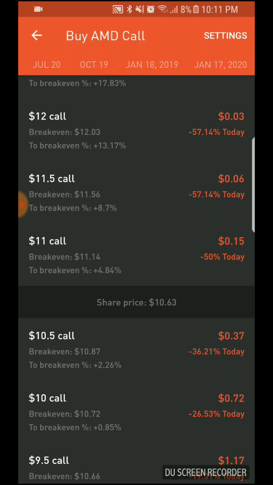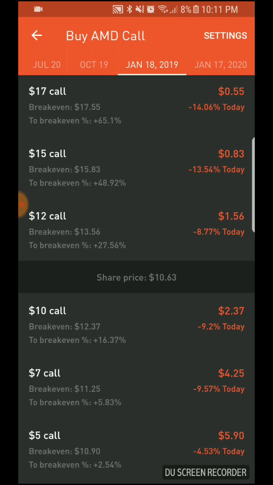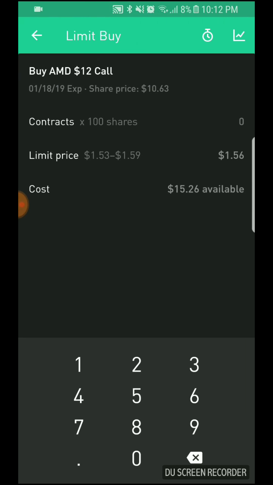Usually if you are long in the stock, if you are investing, not speculating, you will buy a long-term option. As you can see here, if you go to January 18, 2019, it will cost way more. It will cost $1.56. And remember that $1.56 is the premium that you are paying. You have to multiply that by 100 because it's a representation of 100 shares. So if you click on that, you see that you need to pay $156 for 100 shares of AMD.